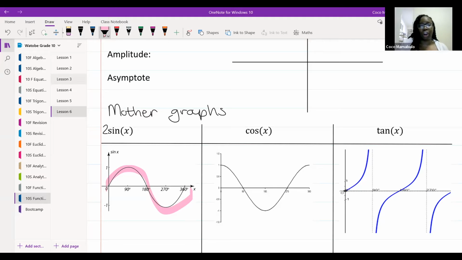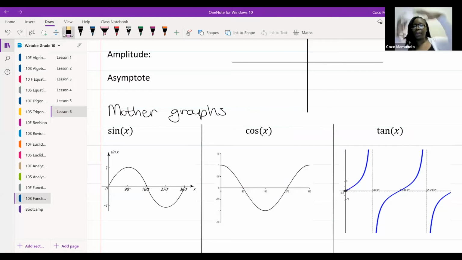They've done something to the graph. Same with the cos graph. If they say cos x minus 1, they have done something to this graph. So we are going to try and figure out what it is that they've done to the mother graph. When we change up the graph and move it upside down and left and right and whatever, we're going to try and figure out, what did you do? That is today's question: what did you do to the mother graph?